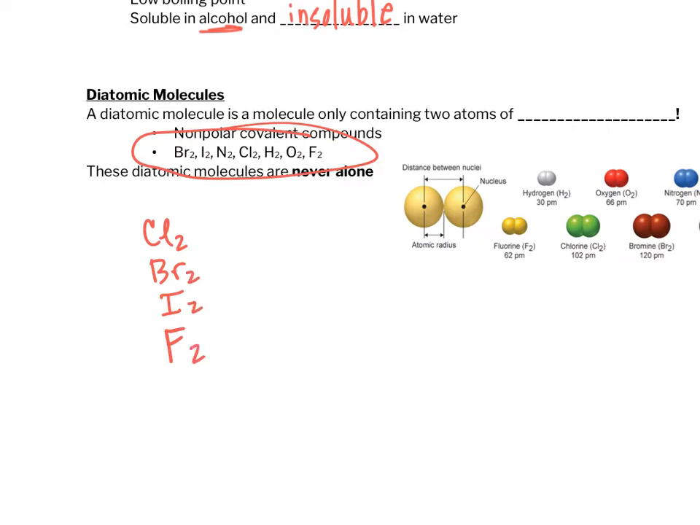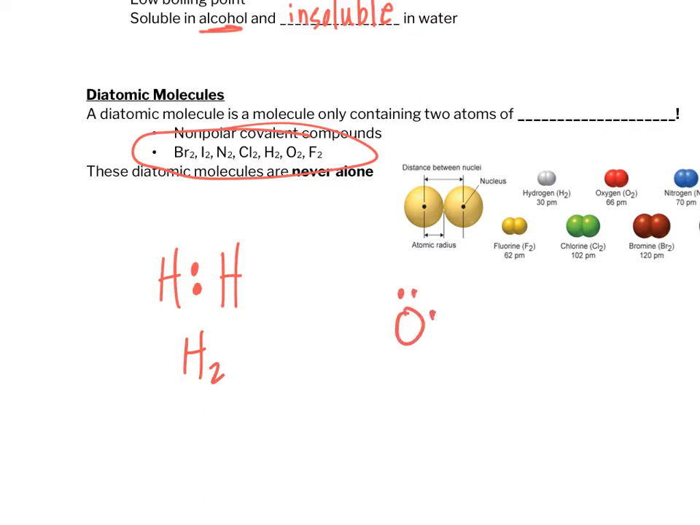Now, if we were to draw a dot diagram for them, it might look like two octets, the fluorine sharing each one of their electrons with the other one. And all halogens are going to do that similar kind of thing. Now, other ones here would be hydrogen, and hydrogen is H with one dot, and if I have two of them, they can share their one valence electron and become a diatomic molecule, H2. And then there's oxygen.